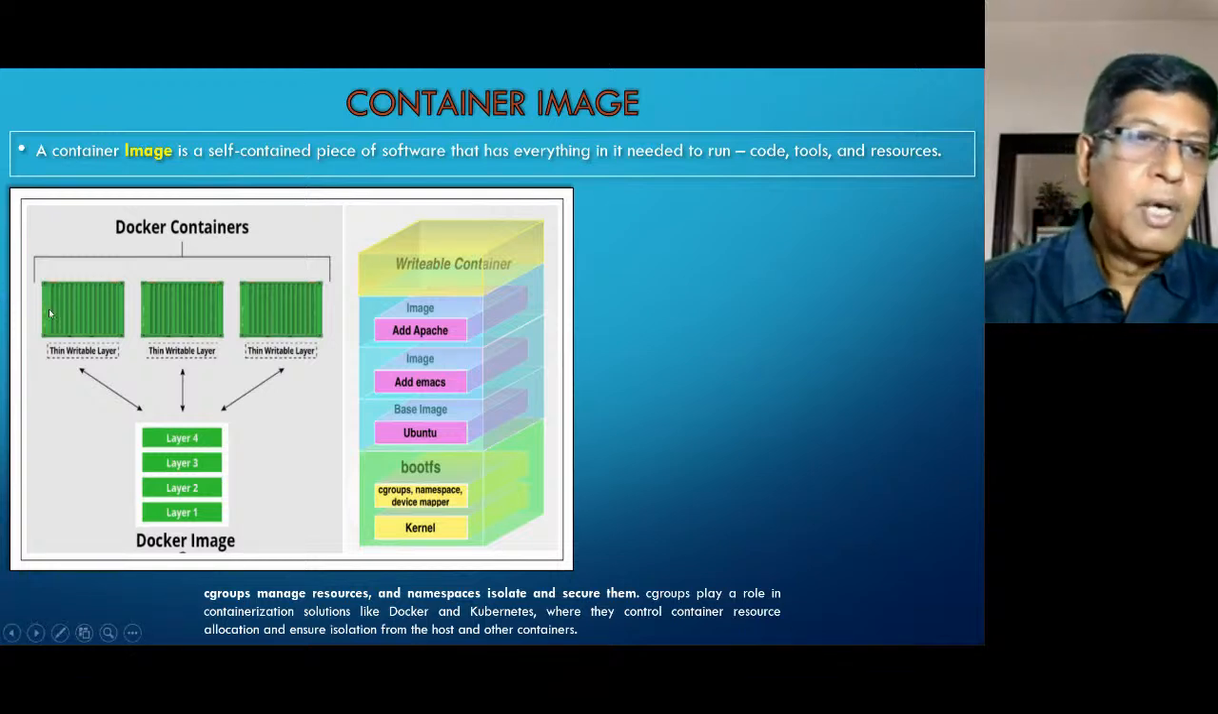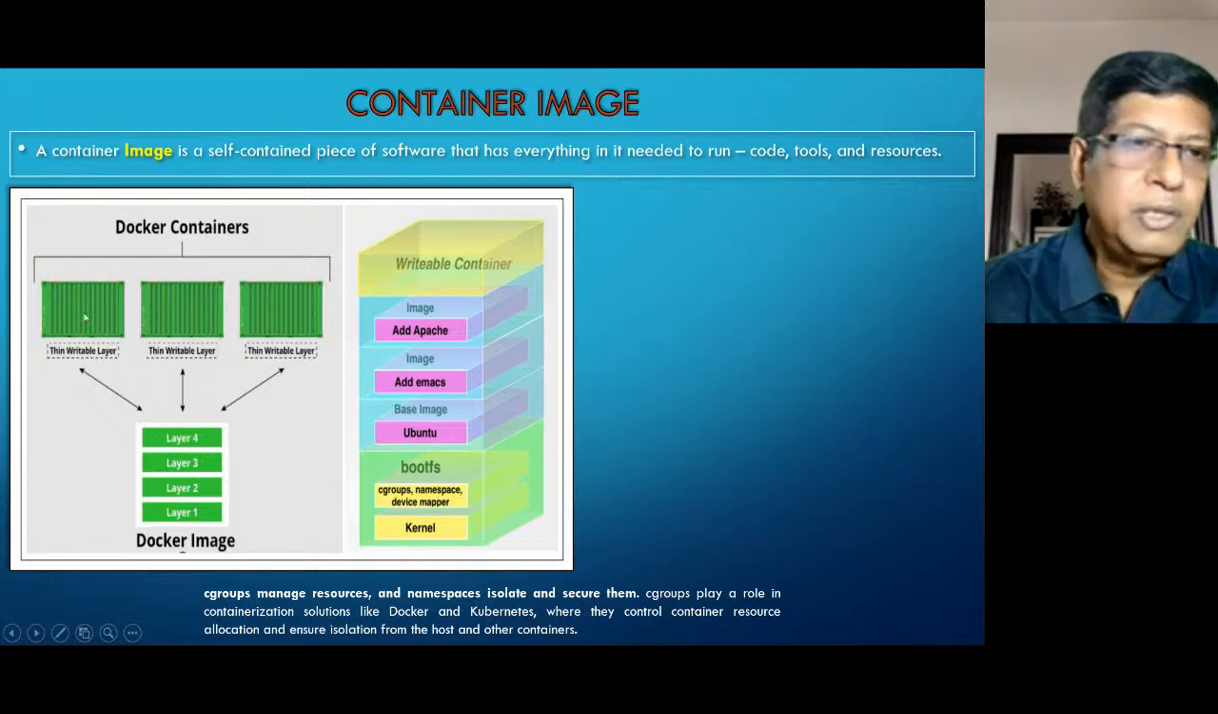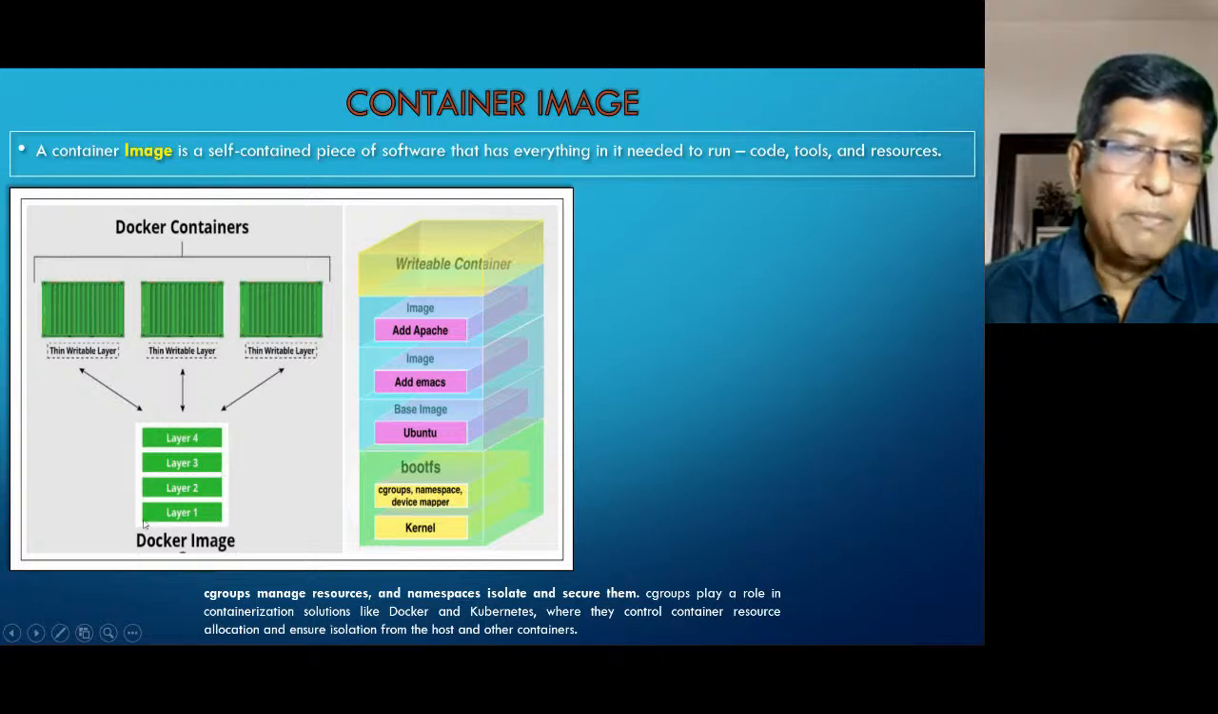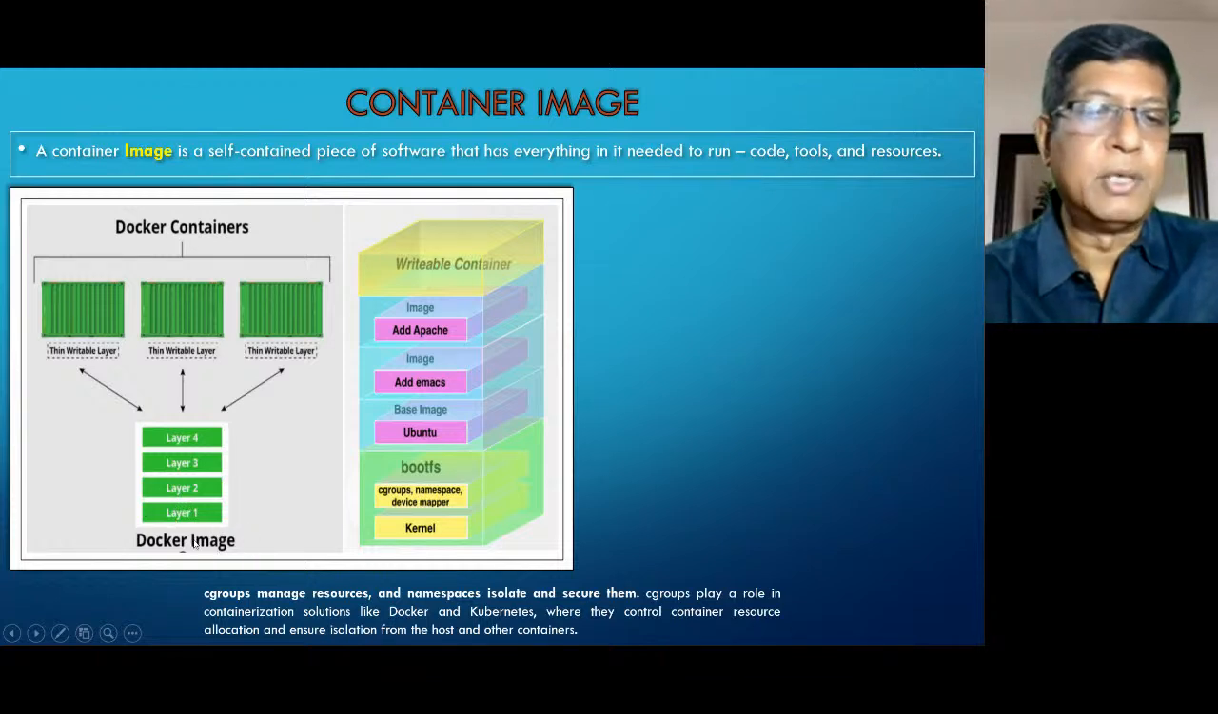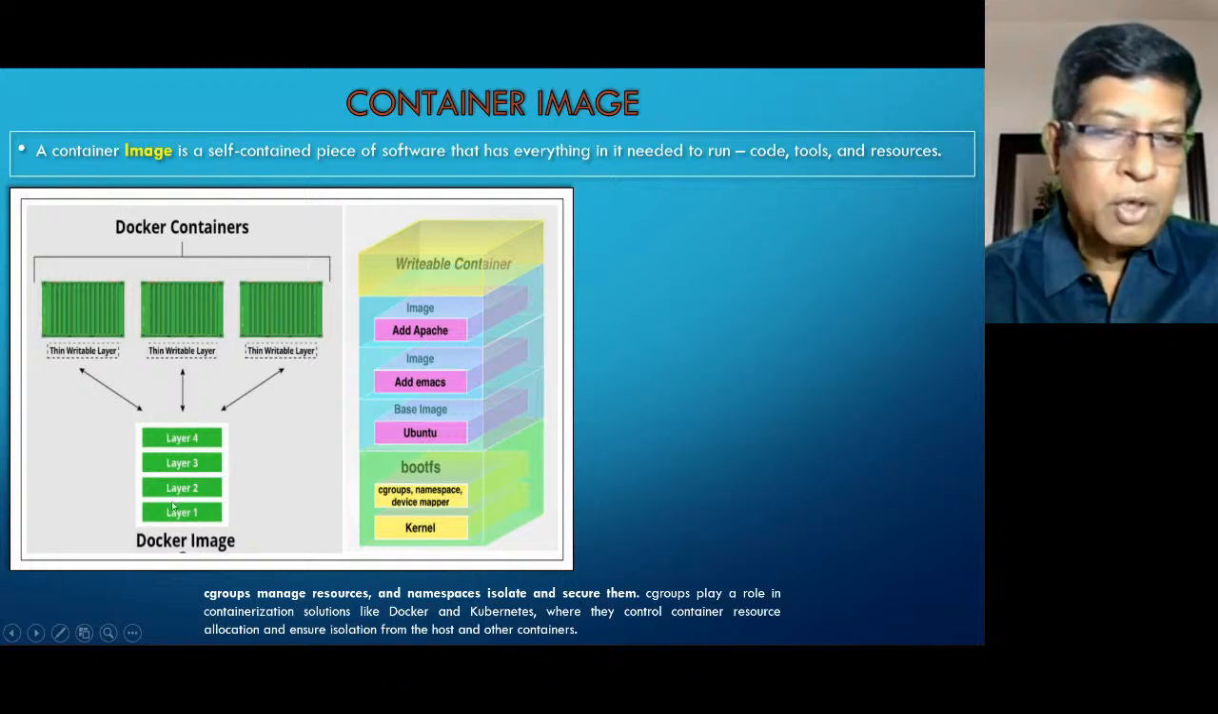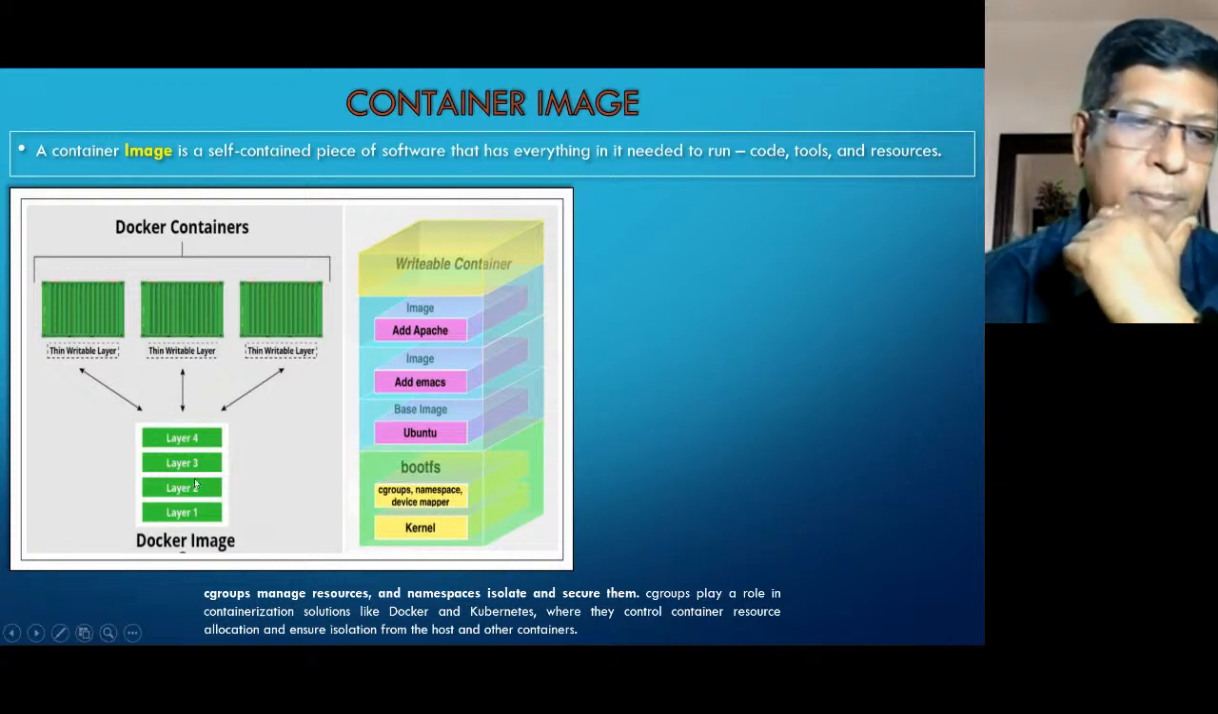Similarly, here also, let's say this is a container. This container has a thin writable layer. The Docker image is made up of layers: layer 1, layer 2, layer 3. Each of the layers is a software layer, because your image is nothing but your application. Maybe this is a very lightweight operating system. On top of it, there is a web layer, let's say Nginx or Apache Tomcat.